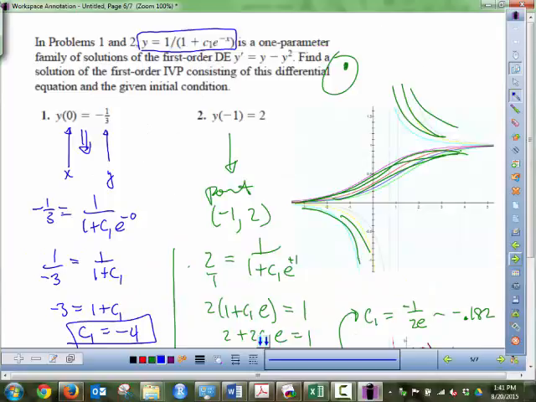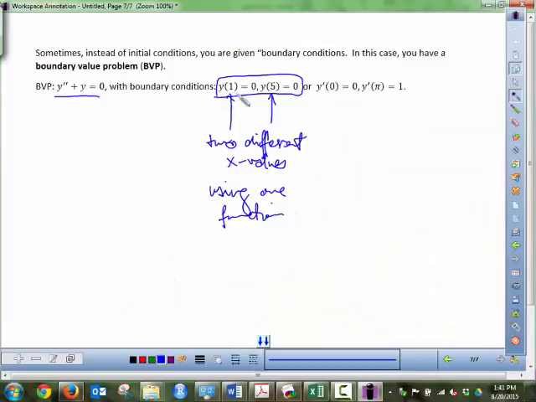Whereas a boundary value problem uses the same function and then uses two different x values or independent variable values. Okay? So this is an example of a boundary value problem. Like I said, we'll only approach this in a special case when we're talking about the second order differential equations. Okay, questions?